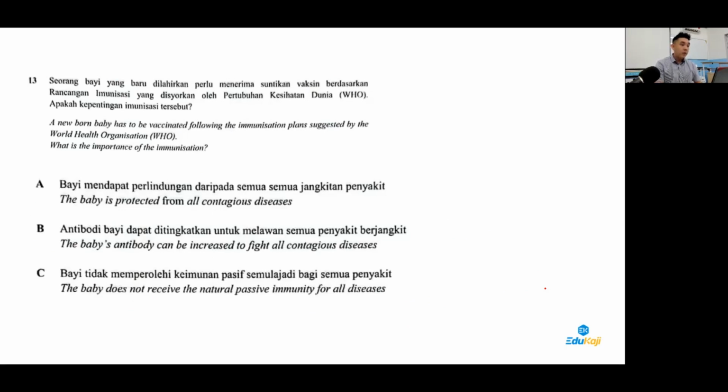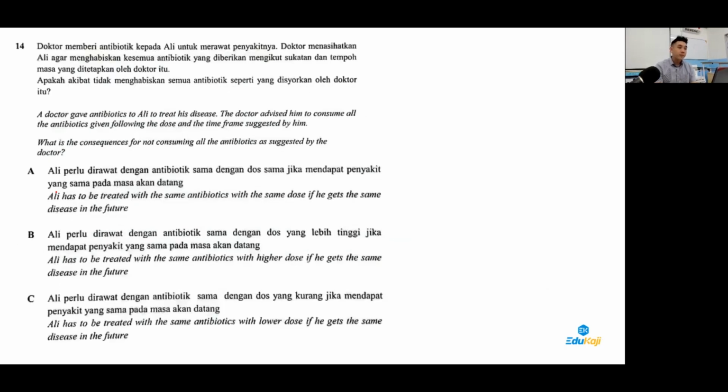13, the importance of immunization is so that we increase babies' antibodies to fight contagious disease. I think this one is nothing much. Chapter 11, Form 4, Chapter 11. Okay, check. Question 14, this is still Form 4, Chapter 11.